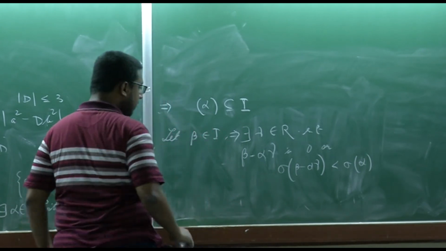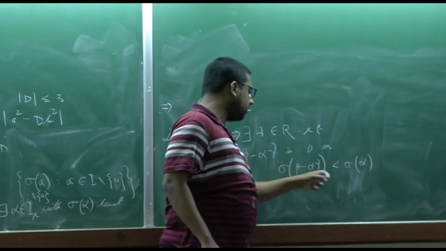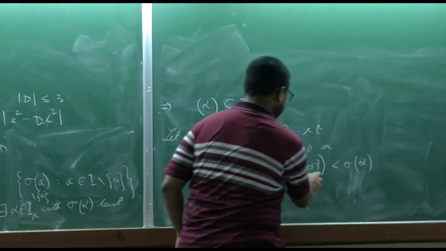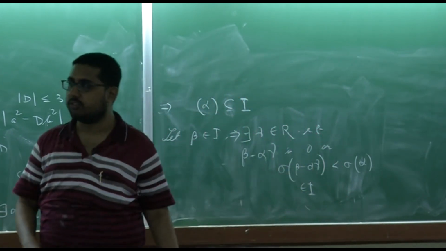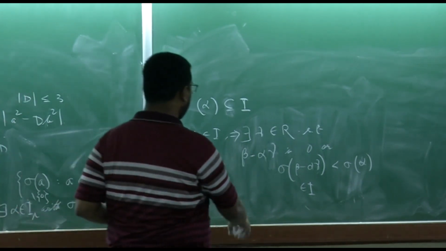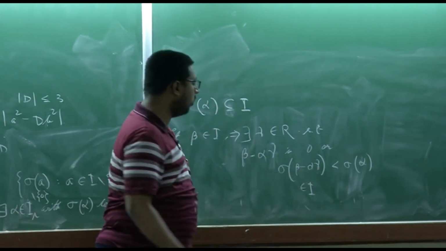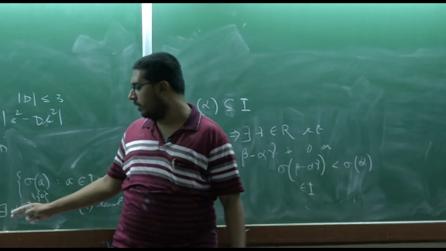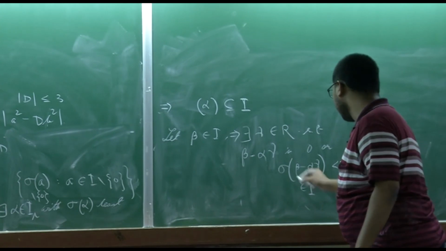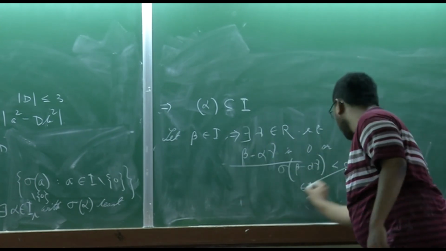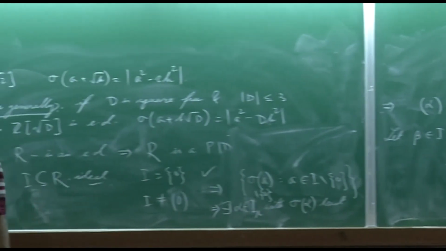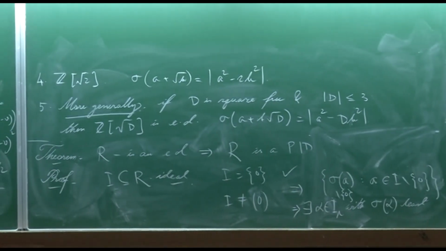Now, if this quantity is non-zero, it also lies in I. Therefore, inside I you would have a non-zero member whose size is smaller than that of alpha, but by my choice that is not possible. So, this must be 0. That finishes the proof that every Euclidean domain is a principal ideal domain.